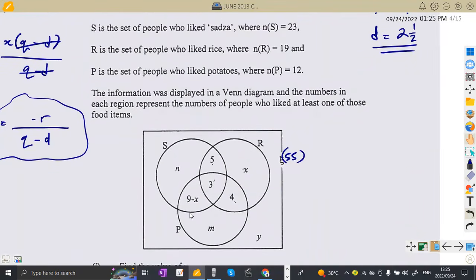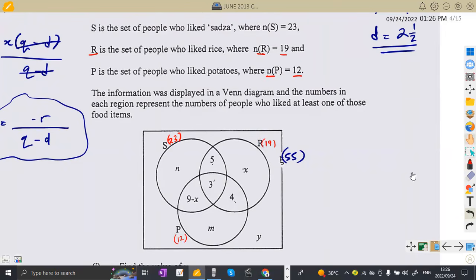Okay, so let us save our information. We are given that S is a set of people who like salsa, and n(S) is 23. So there are 23 people. R is a set of people who like rice, so n(R) is 19. Then P is a set of people who like potatoes, n(P) is 12.